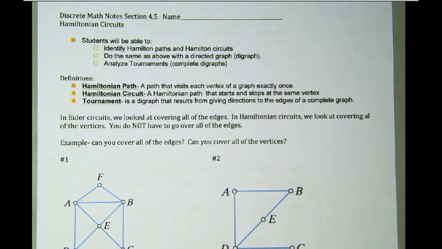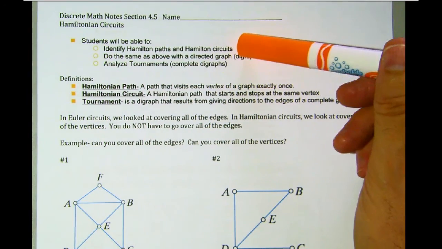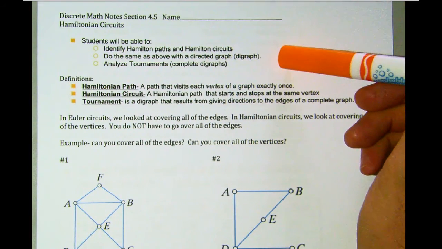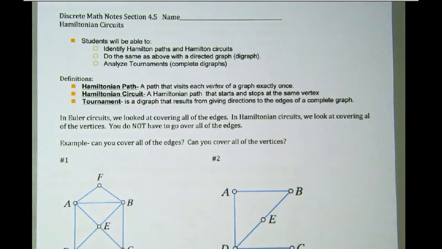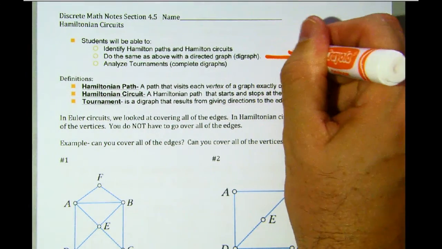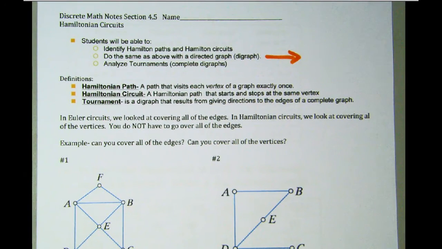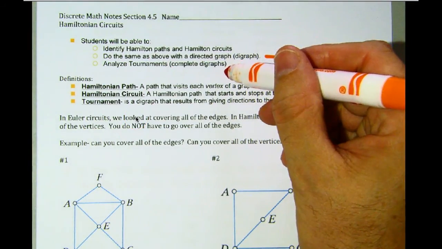What we want to be able to do is identify Hamiltonian paths and Hamiltonian circuits, and do the same for a directed graph, which is a digraph. When we have a directed graph, we have arrows, not just segments. And then we want to analyze tournaments, which are complete digraphs.